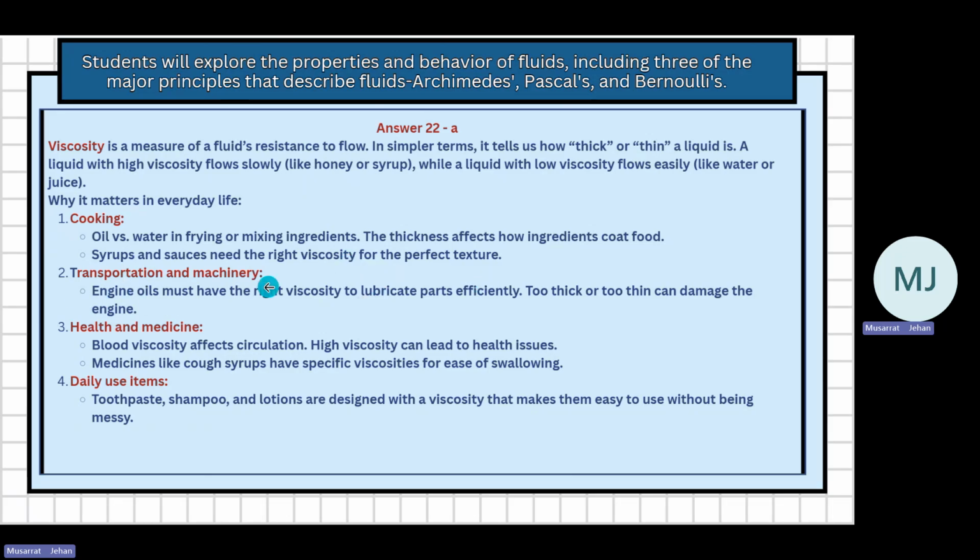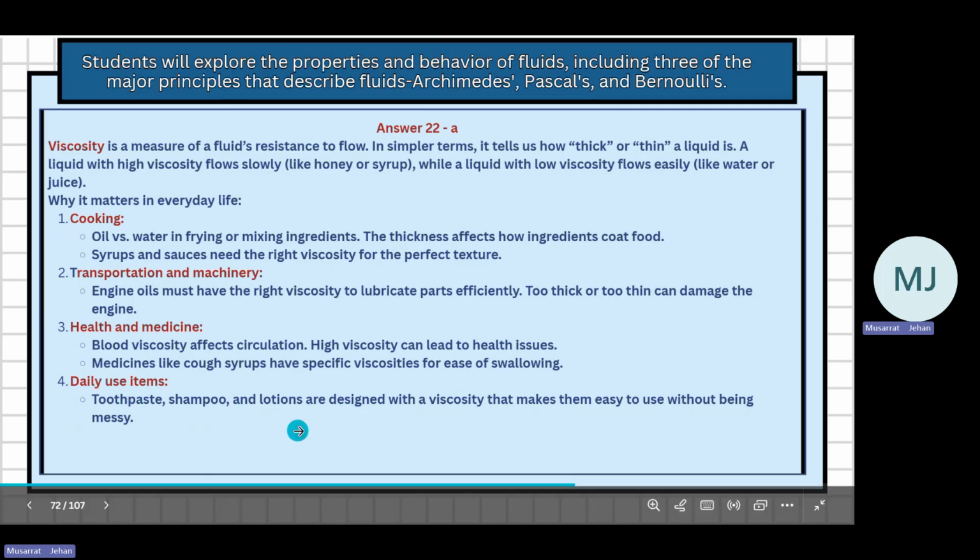Then transportation and machinery, engine oils. They should have the right viscosity to lubricate. Health and medicine, blood viscosity affects circulation. High viscosity is not good, it can cause health issues. Cough syrups have specific viscosity. Toothpaste, shampoo, they are specific. You can't use a toothpaste which is very watery. So you need a good viscosity.